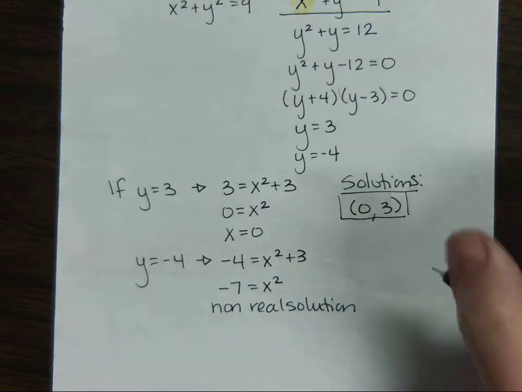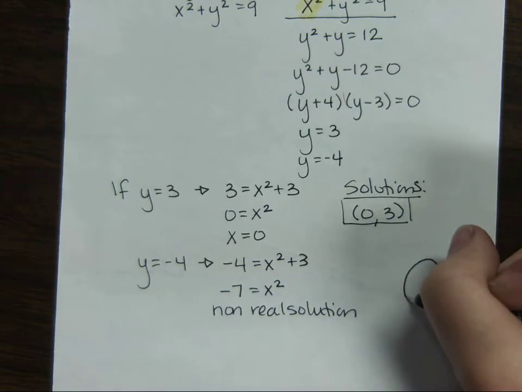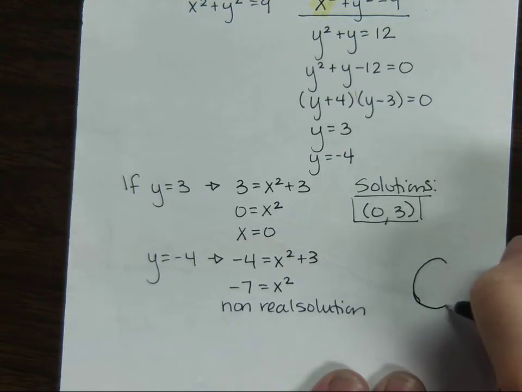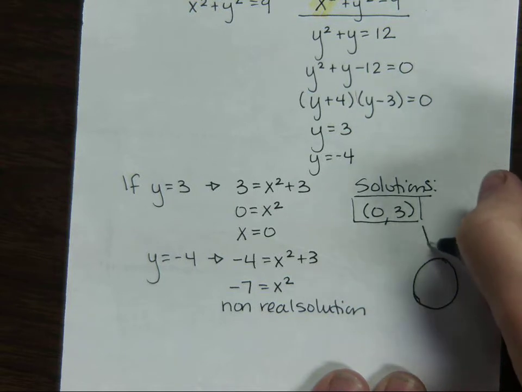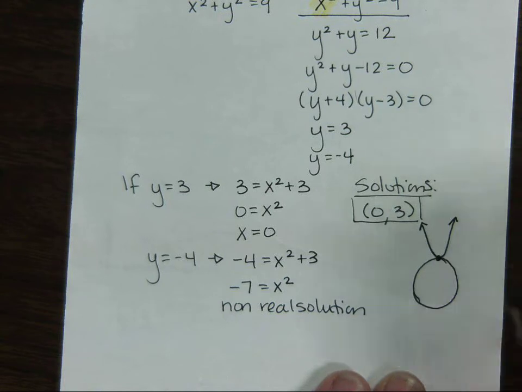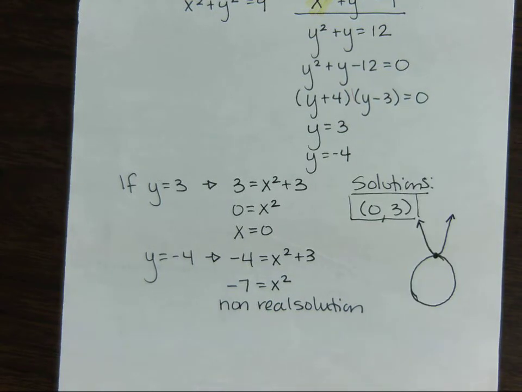And the reason for that is that if we were to graph these two, what we would get is a circle with a parabola that touches at one point and jumps right off. And so this is really the only solution to that equation.